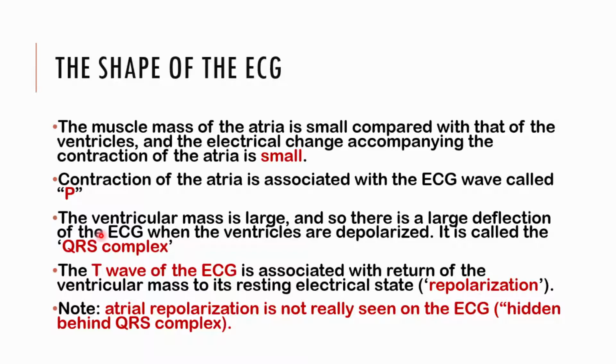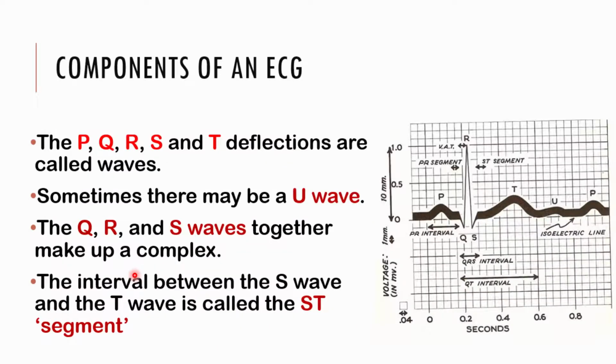Then the ventricles are eventually supposed to repolarize back to their resting electrical state. The wave that is there is known as the T wave. Sometimes you may get an additional wave, especially if the heart rate is very slow, which is known as a U wave. Remember, on our ECG, we do not necessarily see atrial repolarization because you can think of it like it's hidden behind the QRS complex, quote unquote.